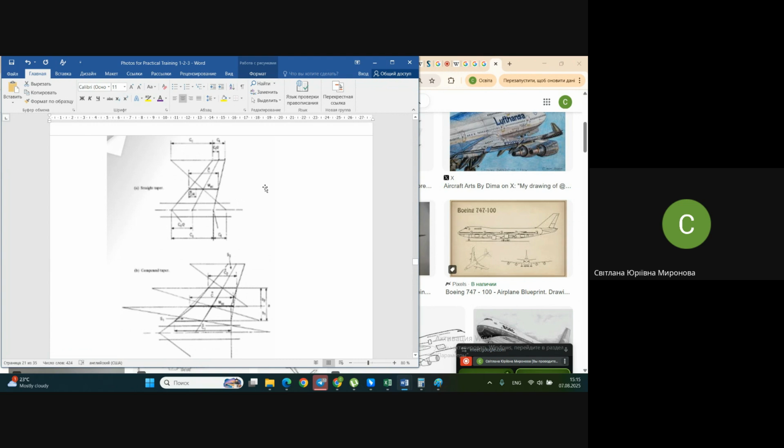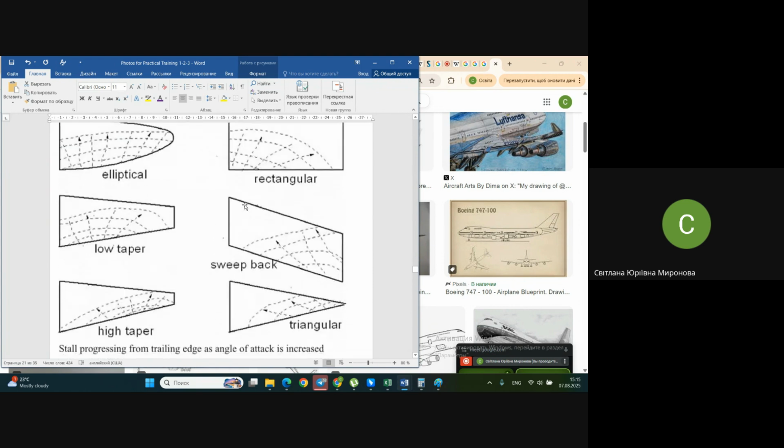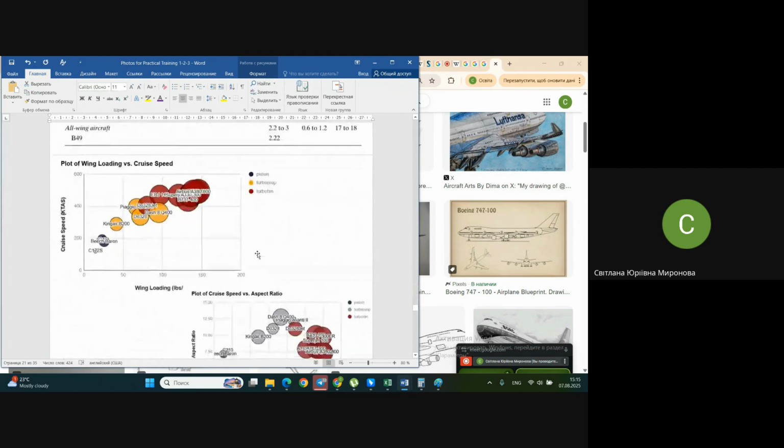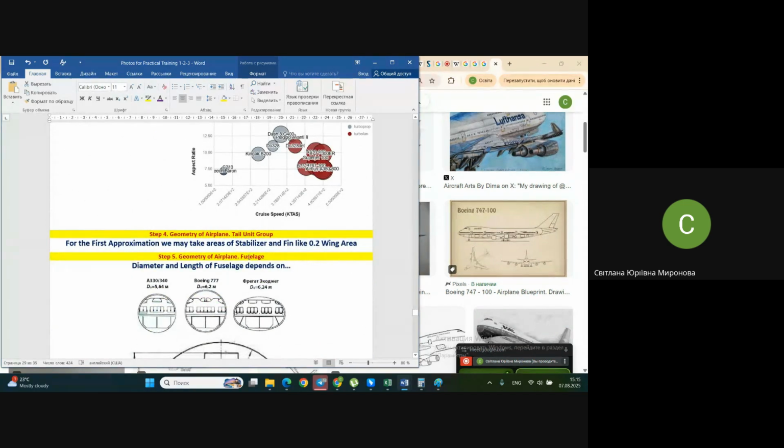Next, we need to understand geometry of stabilizer, fin, and to place them in the proper place with respect to the wing. It appeared too difficult for the first iteration, and what we have decided to do, either we analyze the wing and stabilizer area for prototypes, their ratio, or just by my advice, take stabilizer area and fin area around 20% of wing area. And again, determine geometrical parameters of stabilizer and fin.